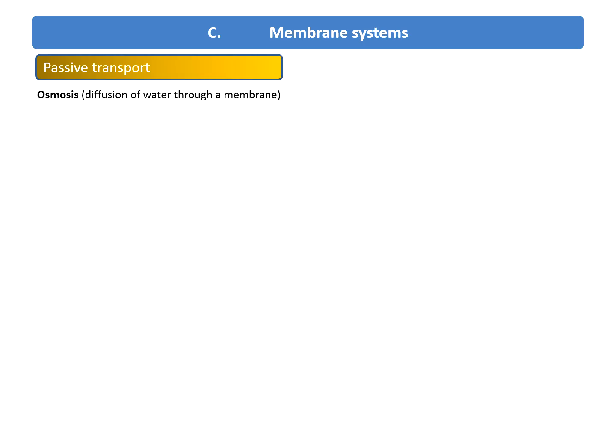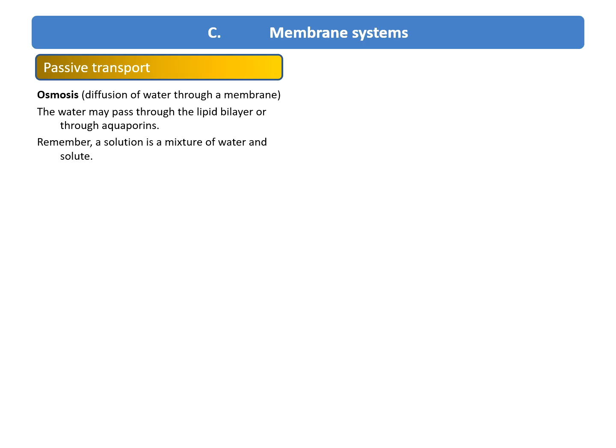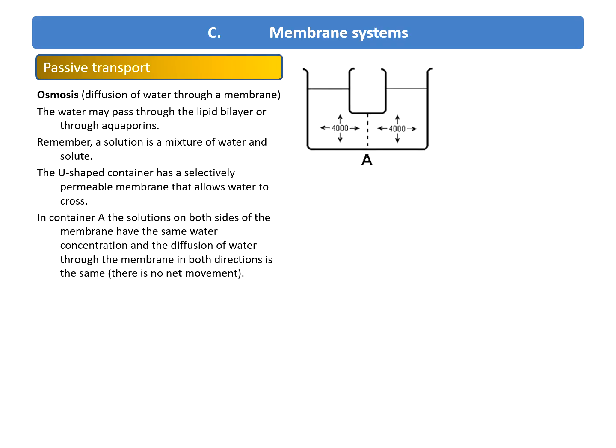Let's look at osmosis, that is, diffusion of water through a membrane, in a little more detail. The water may pass through the lipid bilayer or through aquaporins. Remember, the solution is a mixture of water and solute. The U-shaped container has a selectively permeable membrane that allows water to cross. In container A, the solution on both sides of the membrane have the same water concentrations, and the diffusion of water through the membrane in both directions is the same. That is, there is no net movement.